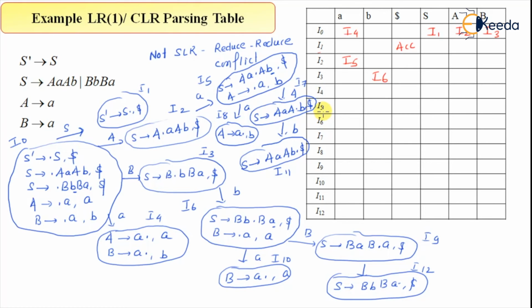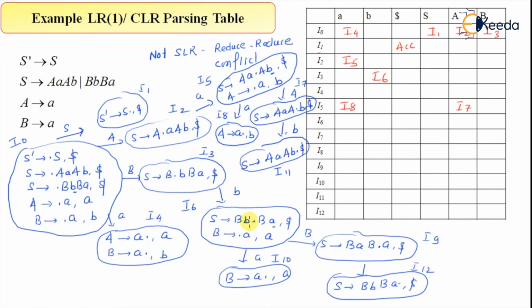I5 on input capital A, I7. On input small a, I8. I6 is a state; this state is your I5, I7, I6.